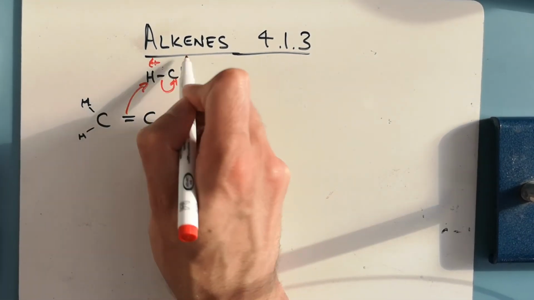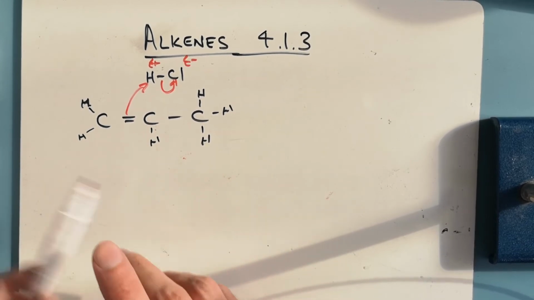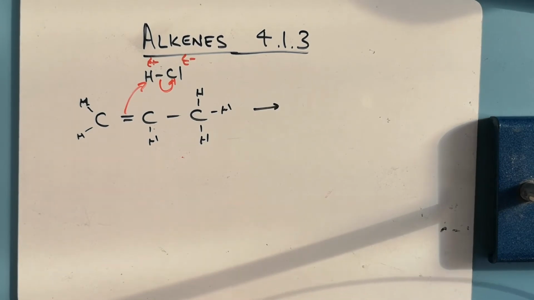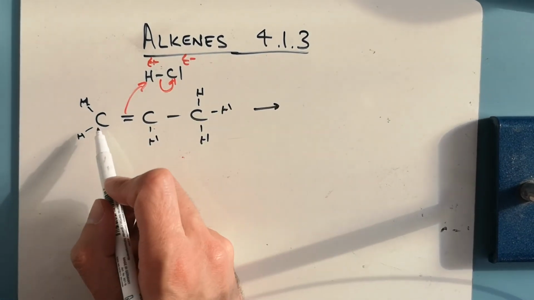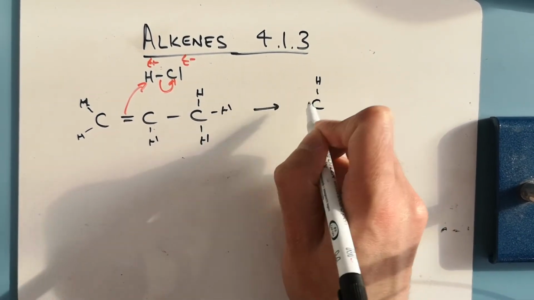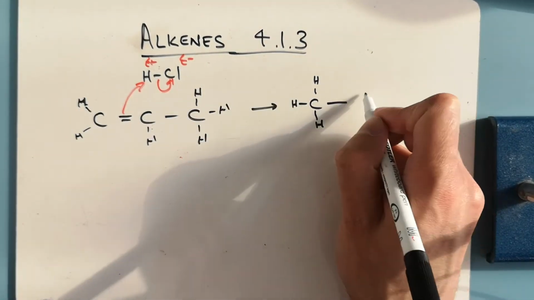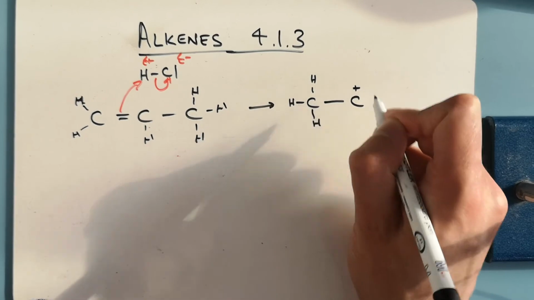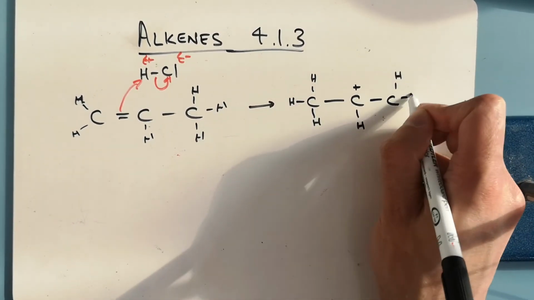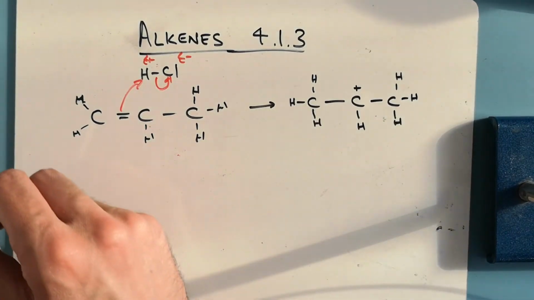Now, that hydrogen could go to either this carbon or this carbon. And most of the time, not all of the time, but most of the time, it's going to prefer to go to this carbon because it's got more hydrogens on it. So we look at which carbon's got the most hydrogens on, that is going to take the hydrogen from this interaction. Also, this carbocation is more stable. So this is more stable than if the positive charge was on the end carbon.